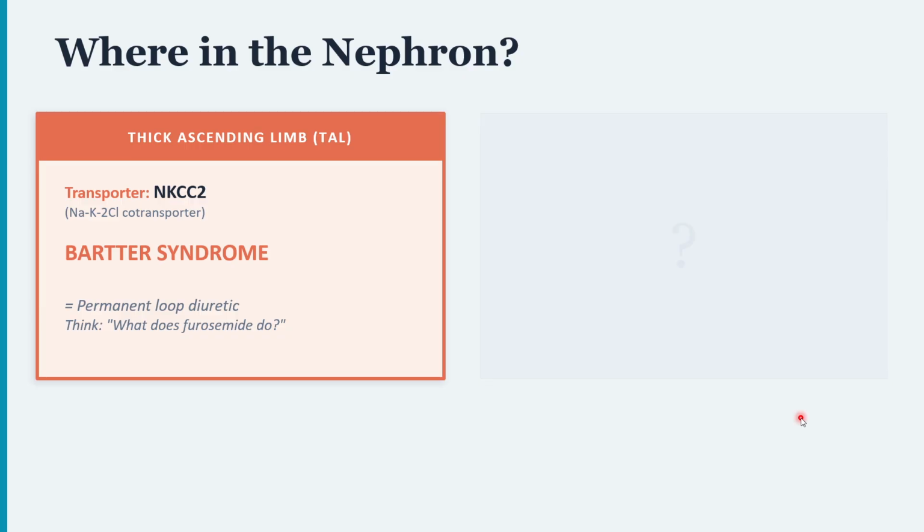Now here's the mnemonic that makes this stick. NKCC2 is the same transporter that furosemide blocks. So Bartter syndrome is essentially like being on a loop diuretic permanently.